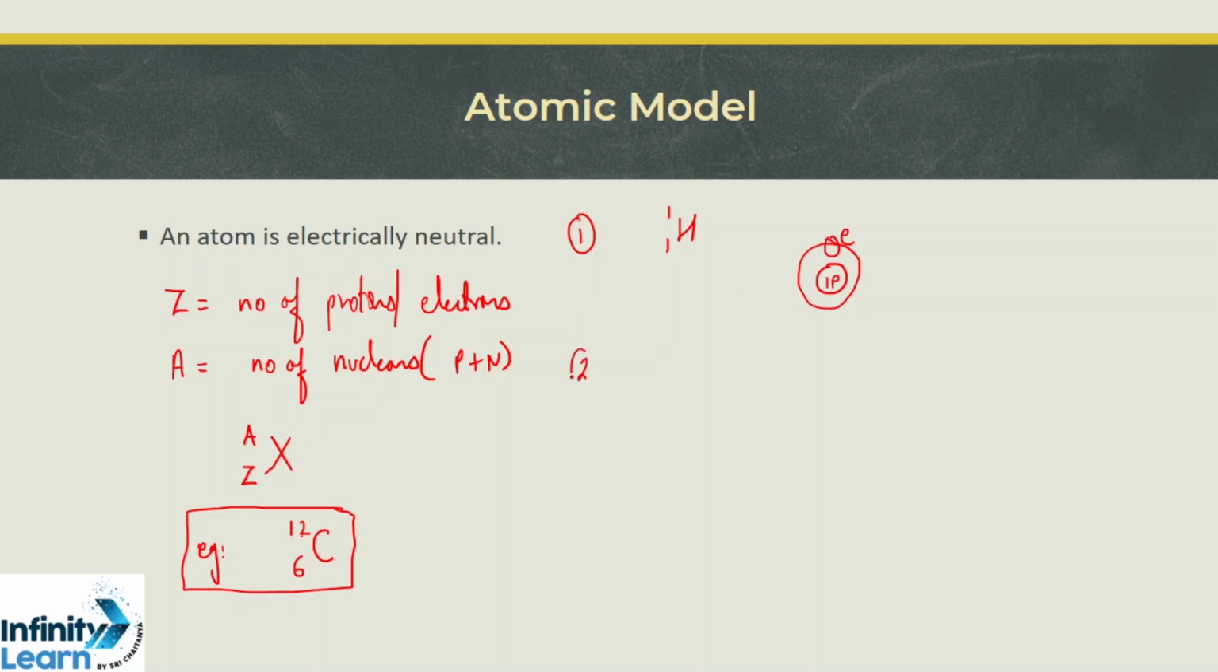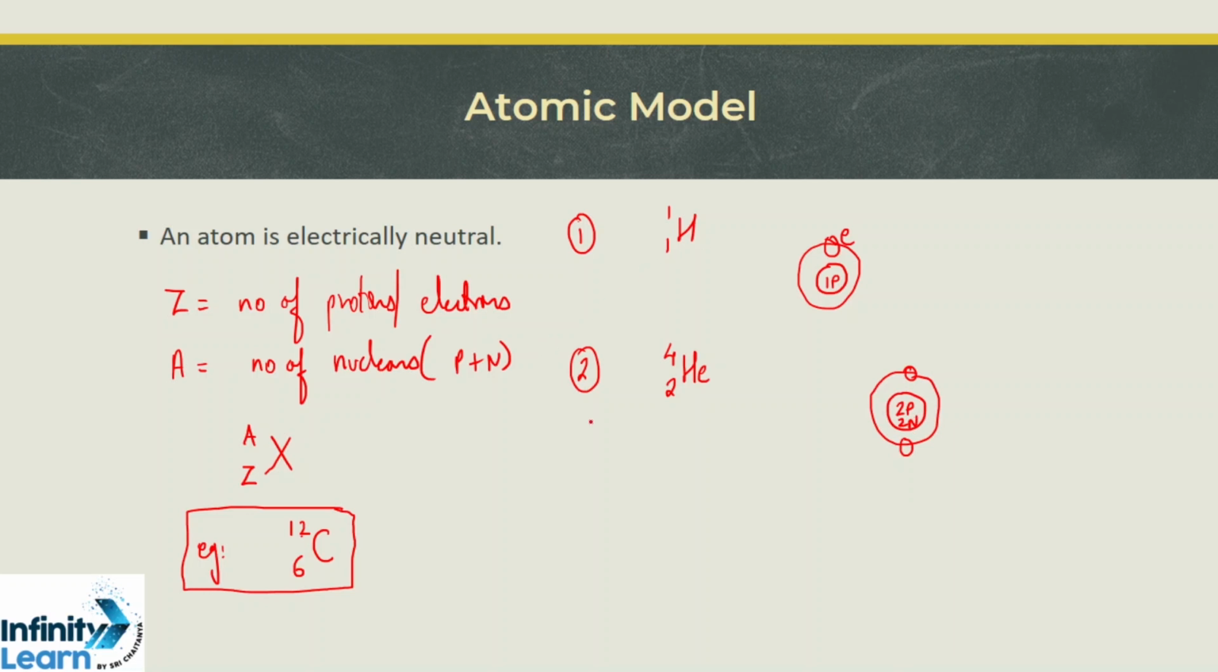Let us take one more case, helium, which has two protons and two neutrons, making the atomic mass number 4. So the helium nucleus has 2 protons and 2 neutrons. Also the helium atom has only 2 electrons, which is equal to the number of protons.